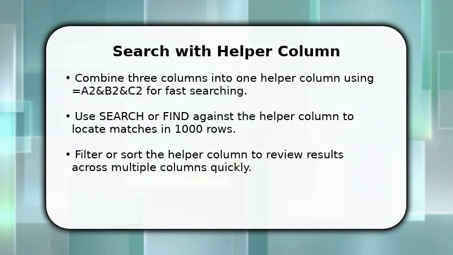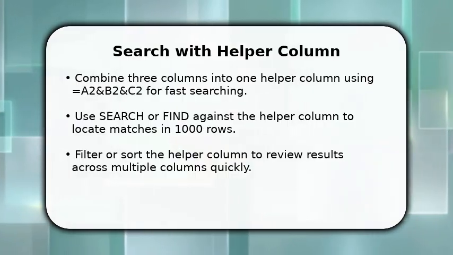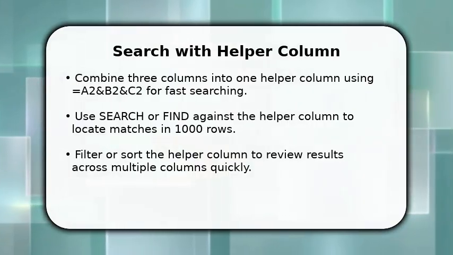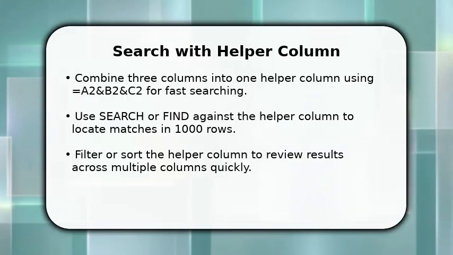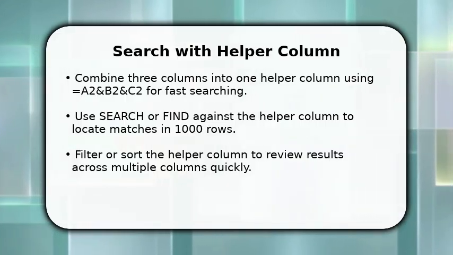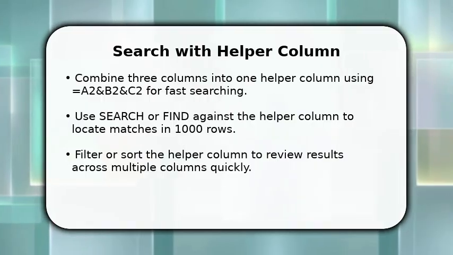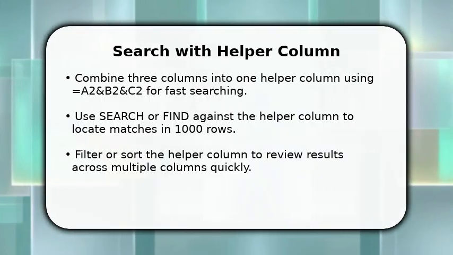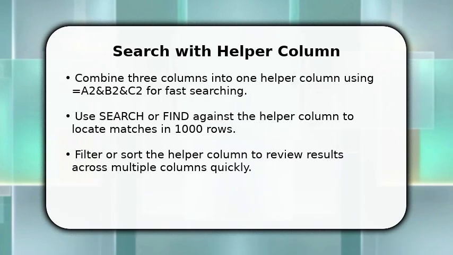Next, use SEARCH or FIND against that helper column to locate partial matches. Wrap SEARCH in IFERROR to avoid errors when no match exists. Finally, convert the helper column into a table. Tables keep references stable and allow quick filtering for matches across combined data.